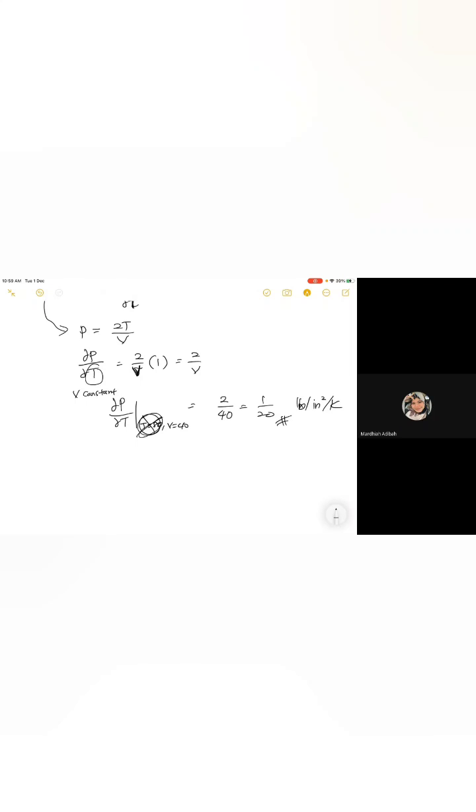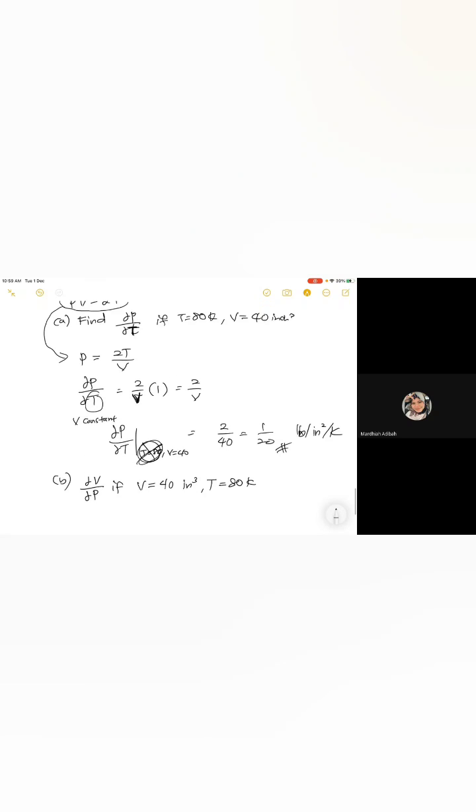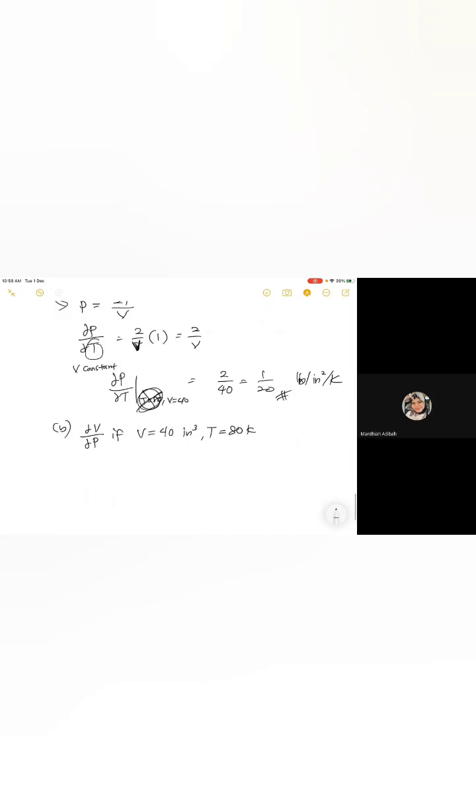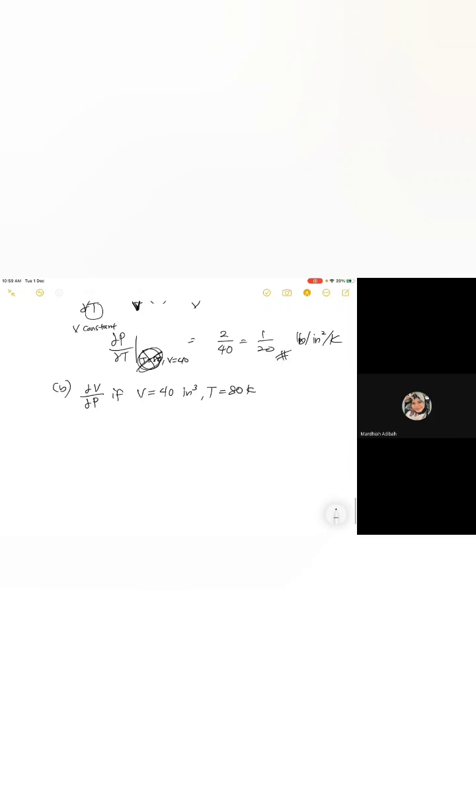Okay, B. Find the rate of change of volume now. Del V with respect to pressure, del P, if volume is 40 cubic inch and temperature remains fixed at K now. Okay, once again we have PV equals 2T. To make it easier, we make V the subject now, so we want to differentiate V. So it will be 2T over P.